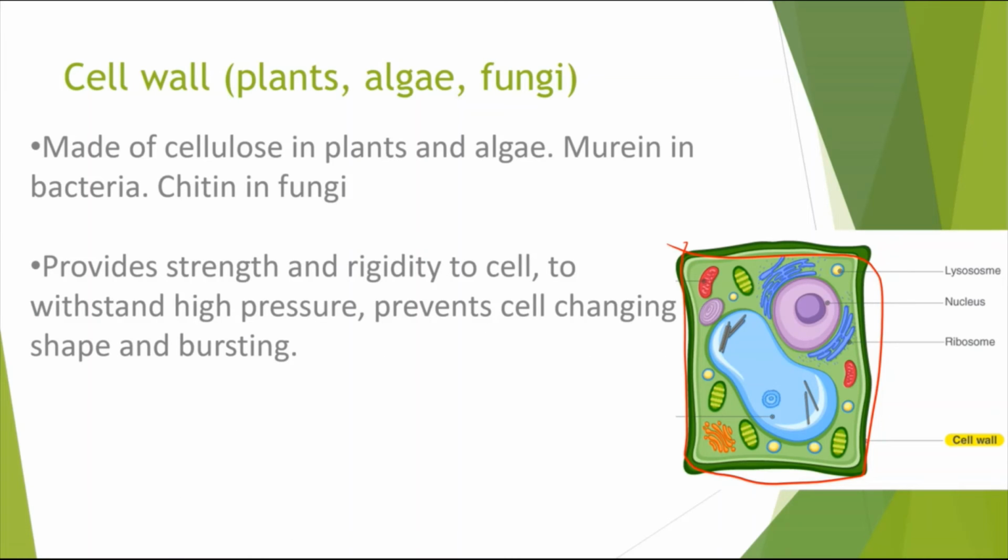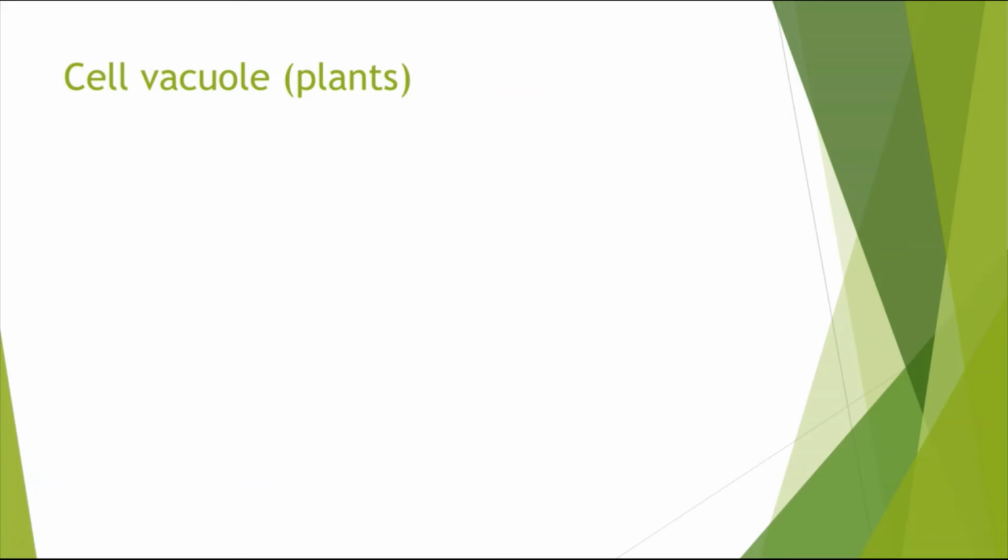So what it does is it provides strength and rigidity to the cell to withstand high pressure, and it prevents the cell changing shape and bursting. So there can be changes in the osmotic pressure, changes in the water potential, which can lead to the cell bursting or changing shape, and so can harm the cell. But the cell wall, because it's strong, it has a lot of strength, it keeps that shape, so the cell doesn't burst.